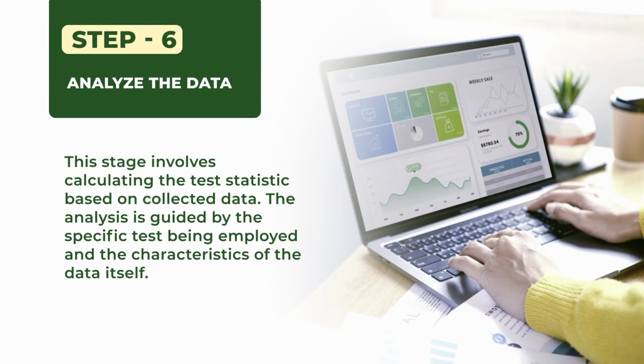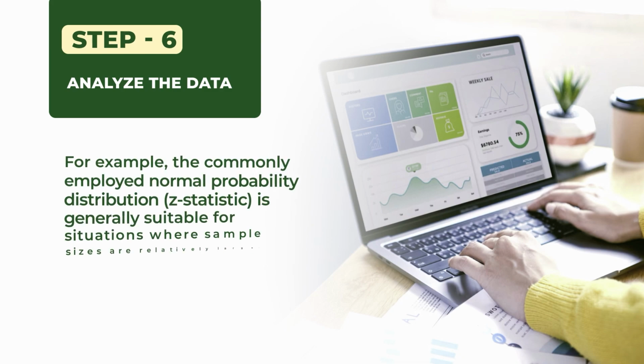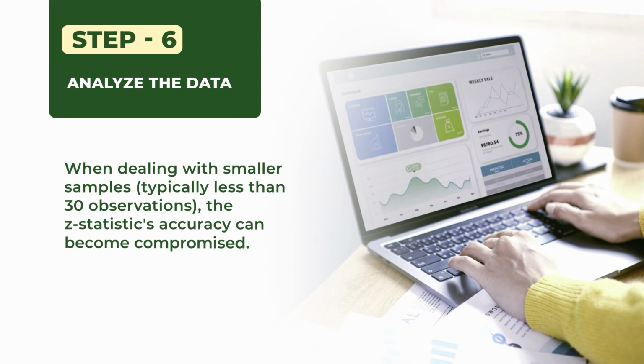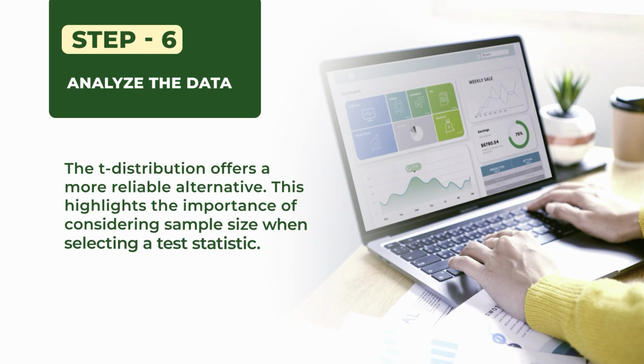Now come to step 6. This stage involves calculating the test statistic based on collected data. That means analyzing the data. The analysis is guided by the specific test being employed and the characteristics of the data itself. For example, the commonly employed normal probability distribution, that is Z statistic, is generally suitable for situations where sample sizes are relatively large. However, when dealing with a smaller sample, typically less than 30 observations, the Z statistic's accuracy can become compromised. In such a scenario, the T distribution offers a more reliable alternative.